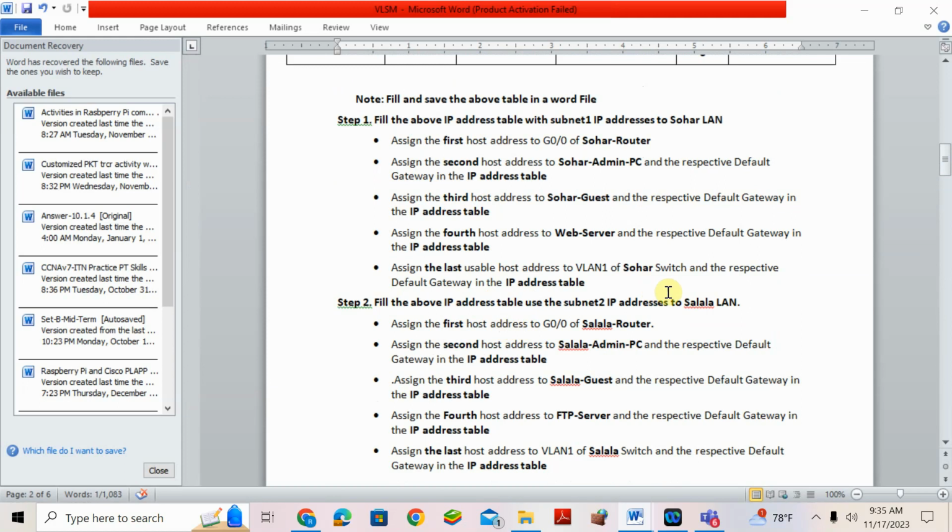First host address to see subnet 2, 192.168.10.32/28. Okay. First host address is G0/0 of Salala router. Second to Salala admin PC, third to Salala guest, fourth to FTP server, last Salala switch.